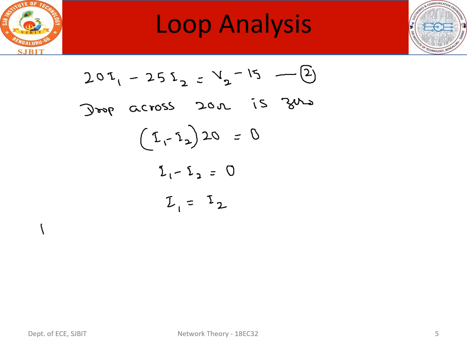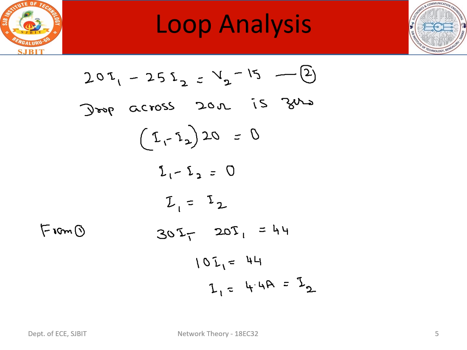So from equation 1, substitute I1 is equal to I2, then we can write it as 30I1 minus 20I1 is equal to 44. That is 10I1 is equal to 44. Then I1 is equal to 4.4 amps. That is also equal to the I2 value.